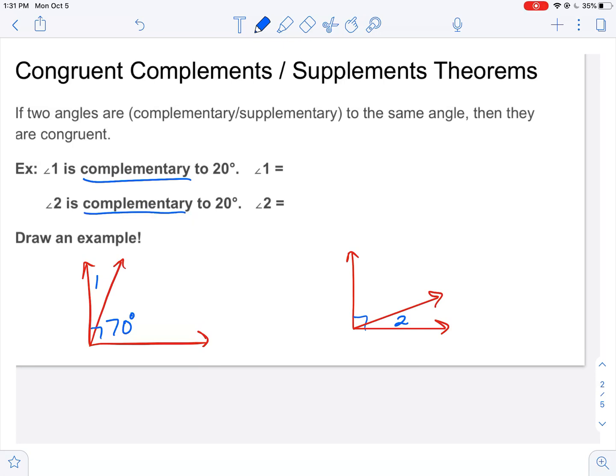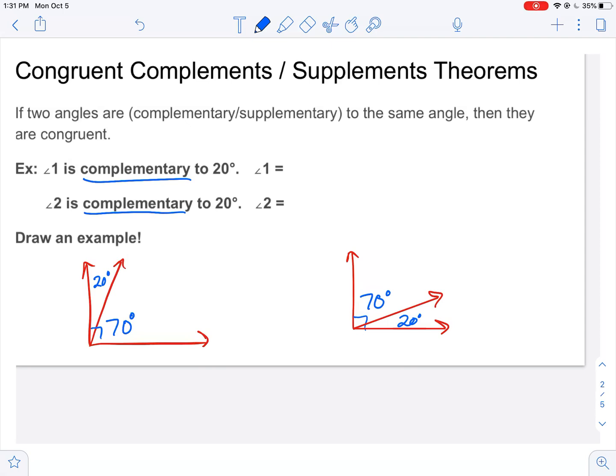So if I had, for example, angle 1 plus 70 equals 90, so if angle 1 is complementary to 70, and the same thing for angle 2, well, we could find what angle 1 and angle 2 are. We could just subtract from 90 and get 20 for both of these. And then it becomes pretty obvious that these are congruent angles. They have the same measure because they're both 20 degrees.